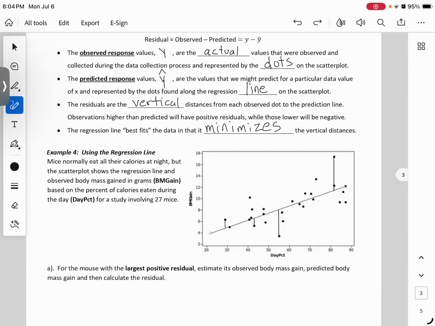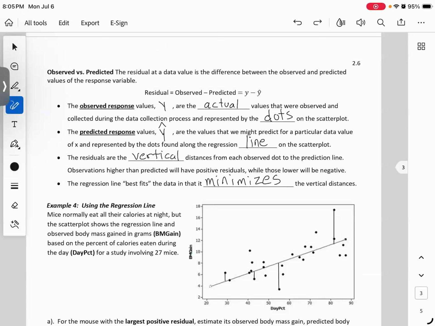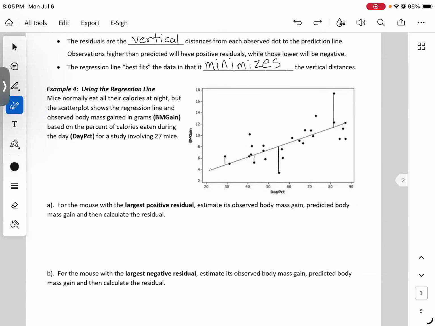Now, here's what you're going to need to do with this chunk of information. You need two separate Y values to be able to calculate residuals. They've got it right here. A residual is when you take the observed value minus the predicted value. Let's go ahead and try this.